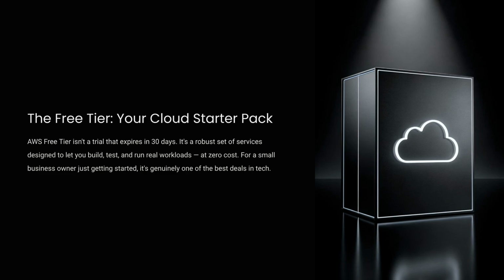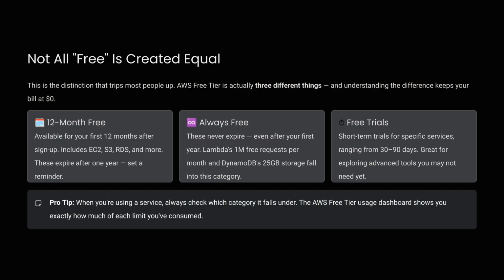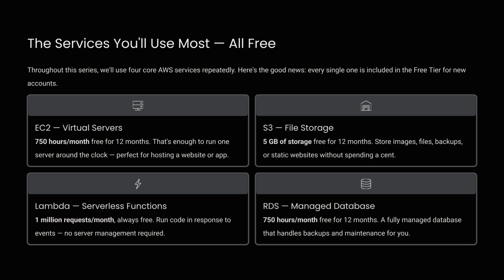The AWS Free Tier is a robust set of services designed to let you build, test, and run real workloads at zero cost. It's not just a 30-day trial. The AWS Free Tier includes 3 things: 12-month free for services like EC2, S3, and RDS, always free for services like Lambda and DynamoDB, and free trials for specific services. Always check the free tier usage dashboard. We will use 4 core AWS services in this series, all included in the free tier: EC2 virtual servers, S3 file storage, Lambda serverless functions, and RDS managed database.